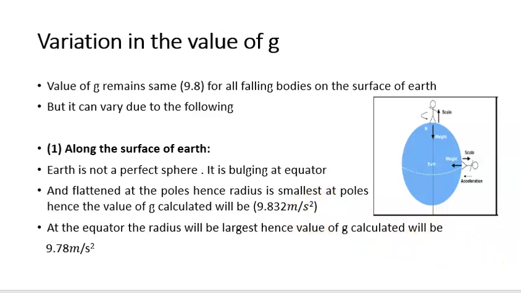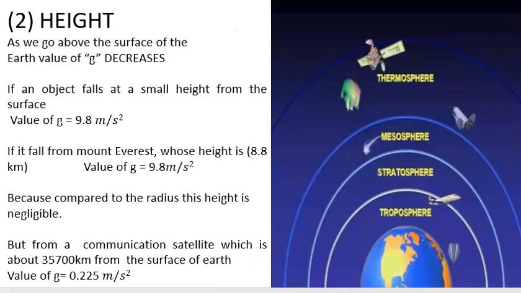I hope you got it right. Now the second change in the value of g is because of the height. As we go above the surface of the earth, the value of g decreases. So if an object falls from a small height from the surface, the value of g will remain 9.8 meter per second square. If it falls from Mount Everest, whose height is 8.8 kilometer, the value of g remains 9.8 meter per second square, because compared to the radius, this height is negligible.